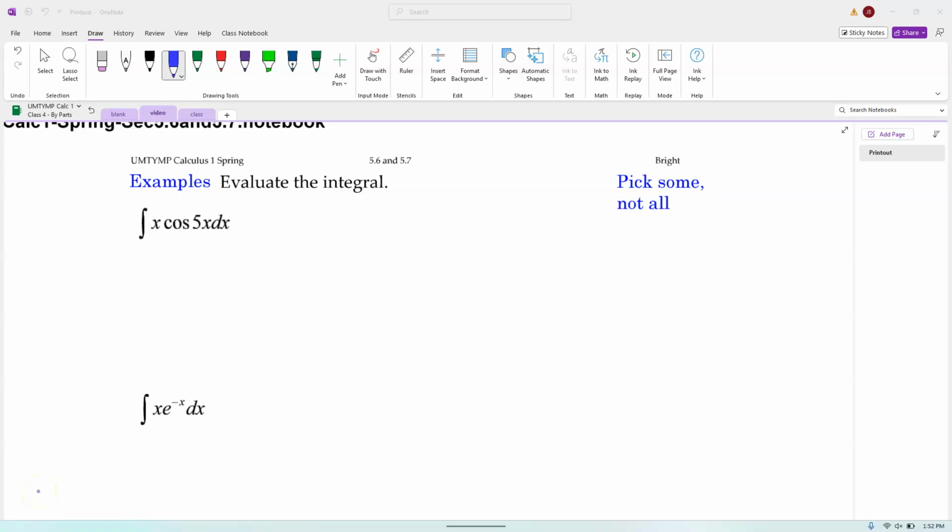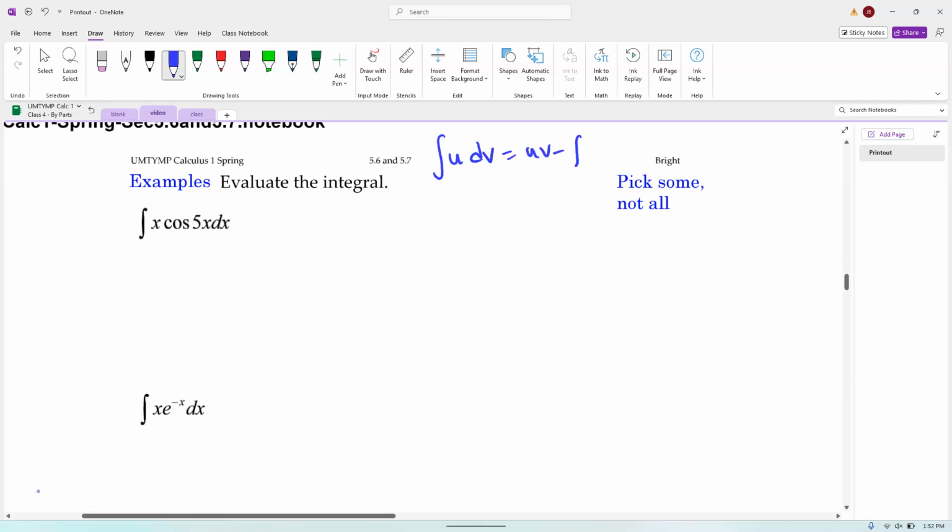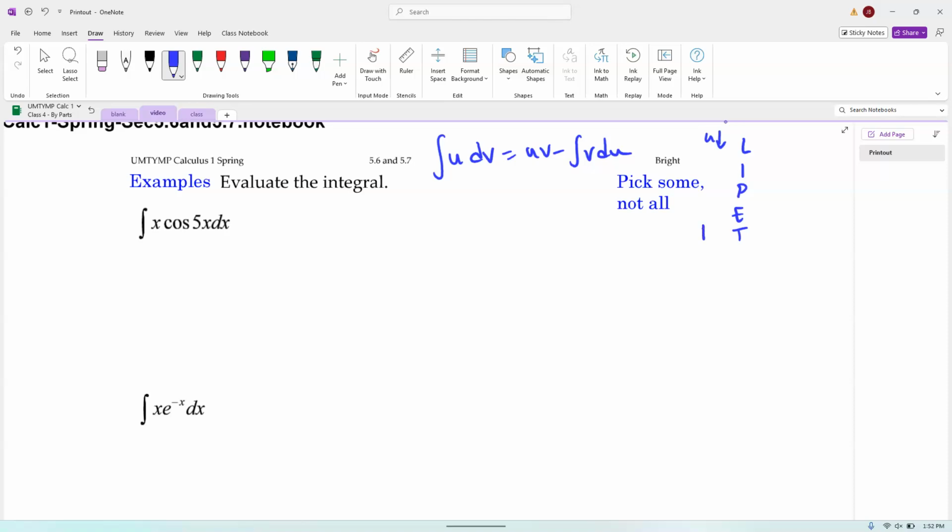All right, we learned about the integration by parts formula, which is the integral of u dv equals uv minus the integral of v du. And then we also remember LIPET as a strategy to help us determine what u and v are. So select u from the top down, and then dv from the bottom up. Okay, and so we're going to try using that strategy and the formula to help us integrate each of these integrals. So x cosine 5x.